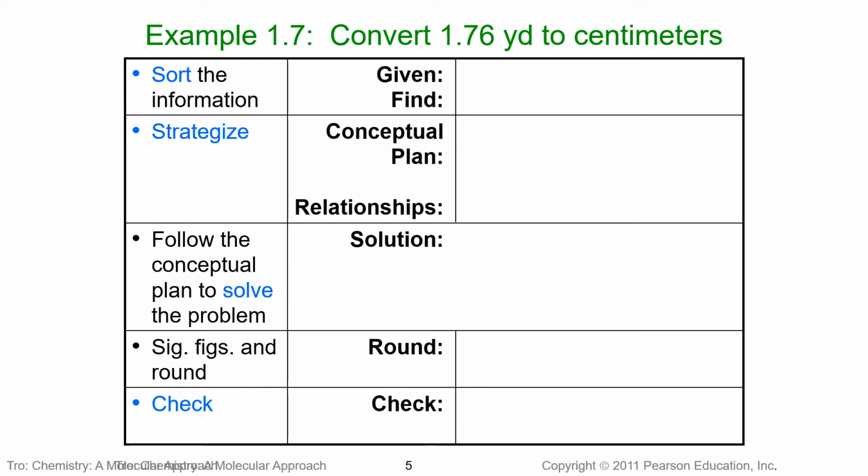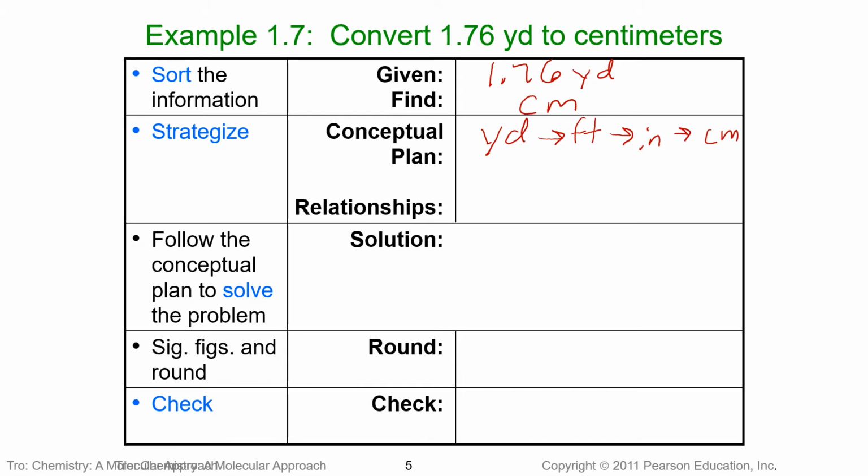So let's try an example. We're going to start by sorting our information. We're given 1.76 yards. We're going to find centimeters. So if we make a conceptual plan, there's several ways you can do this and you'll end up with the same answer either way. We can start with yards and go to feet. From feet, we can go to inches. From inches, we can go to centimeters.